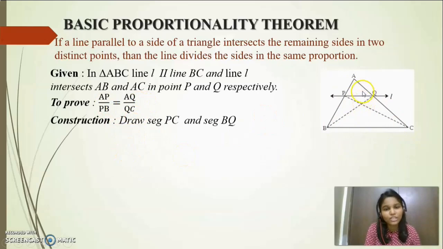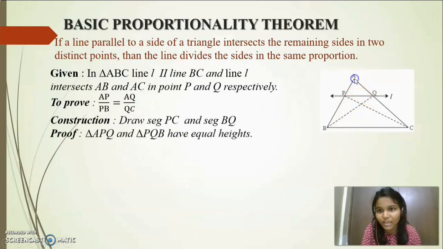Now we have already seen how you will get your left hand side and right hand side. So first concentrate on these two triangles. What will you write? Triangles APQ and PQB have equal heights. Why do they have equal heights, students? Yes, because both these triangles, APQ and QPB, have a common vertex Q, and their bases AP and PB are lying on the same line. Therefore their heights are equal.